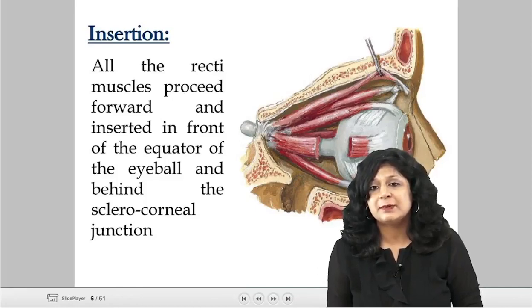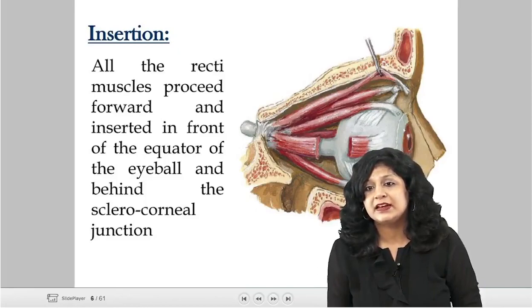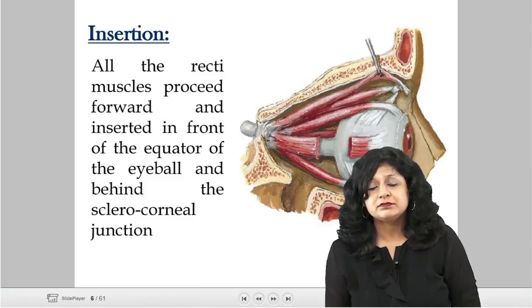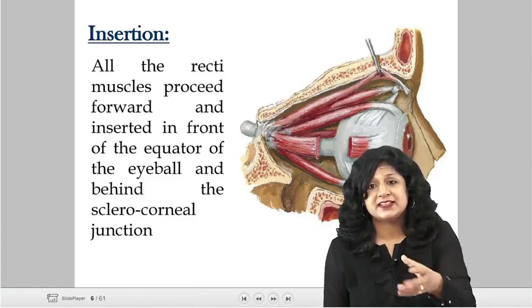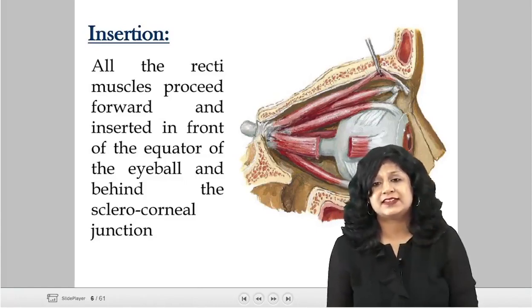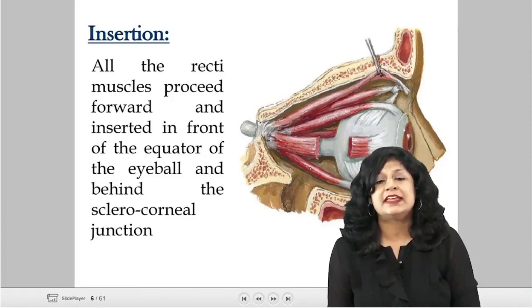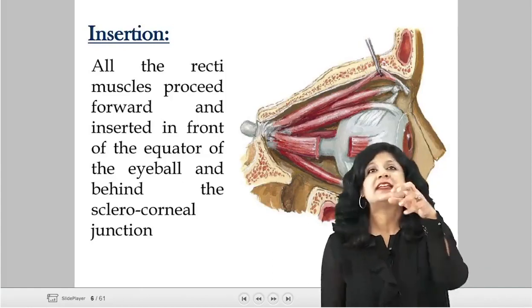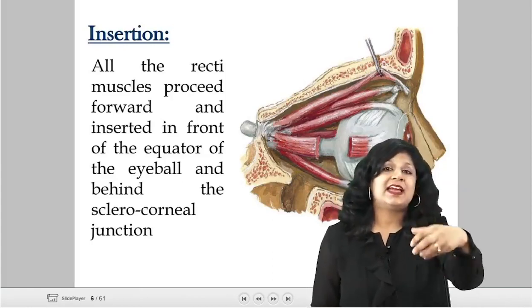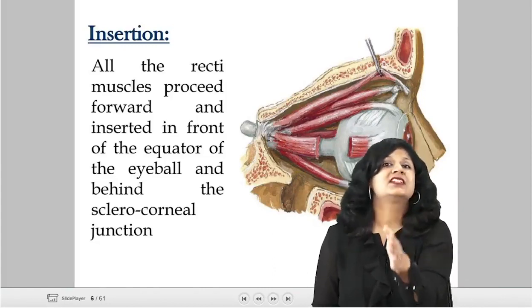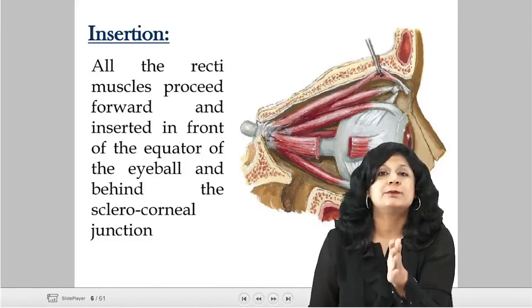This muscle which is coming straight and going superiorly here is your superior rectus, this is your medial rectus, and parallelly we will have the lateral rectus, and then inferiorly, this straight one will be your inferior rectus. So basically they are going and inserting at particular fixed distances from the limbus.